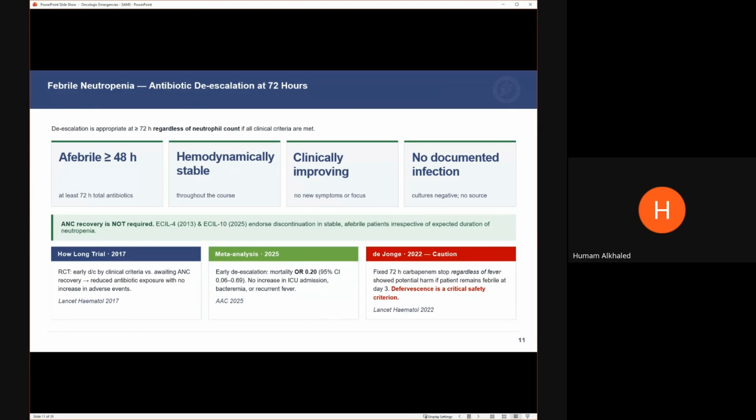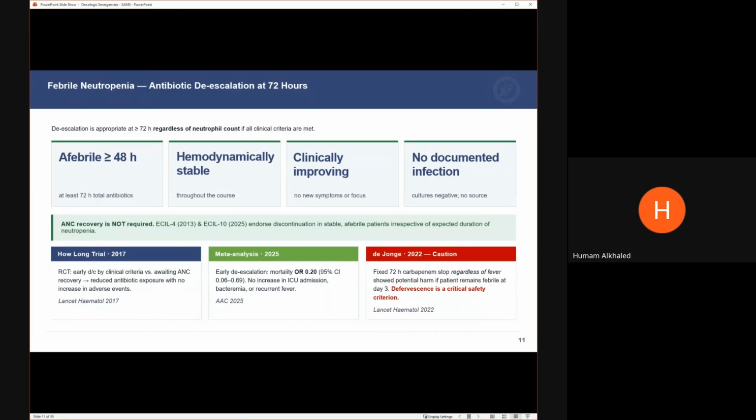There's a meta-analysis published in 2025 that found early de-escalation had an odds ratio of 0.2 for mortality, actually associated with better survival, likely because of fewer C. diff infections that result from prolonged antibiotic use, fewer drug-resistant organisms, and less drug toxicity.